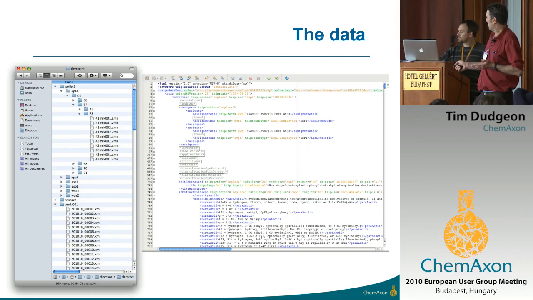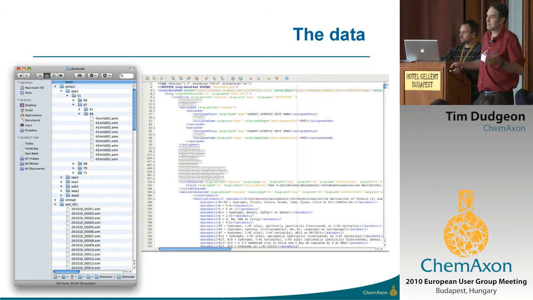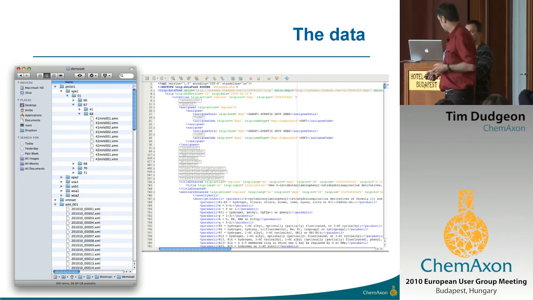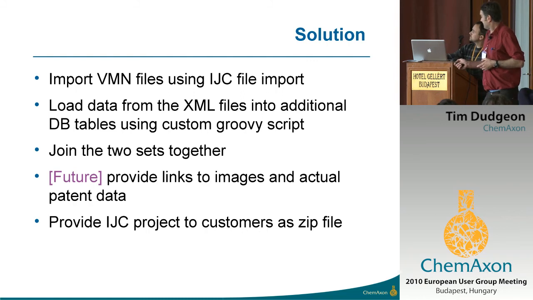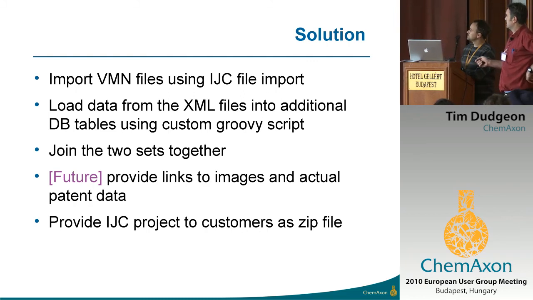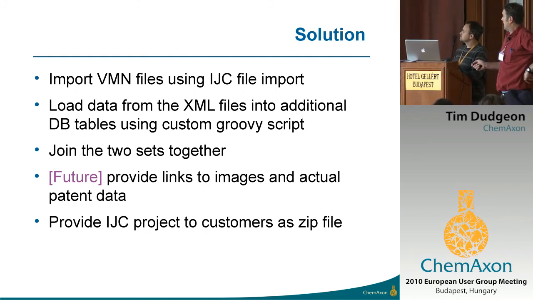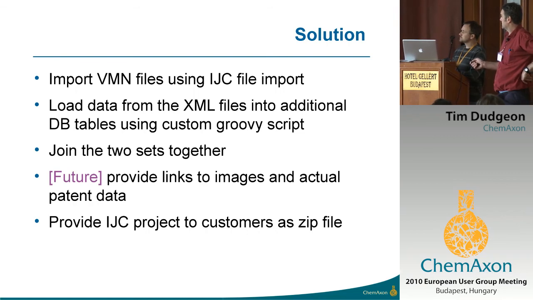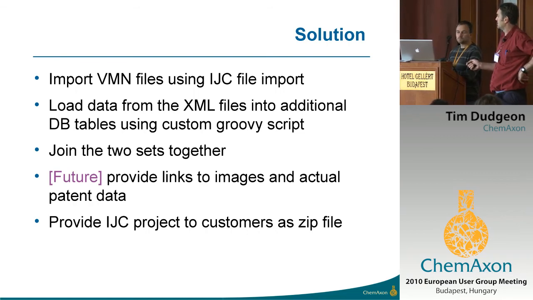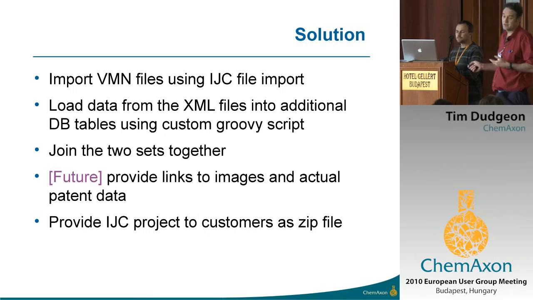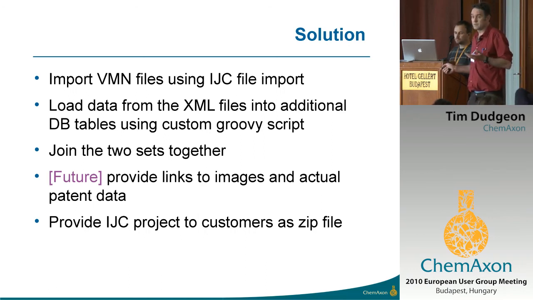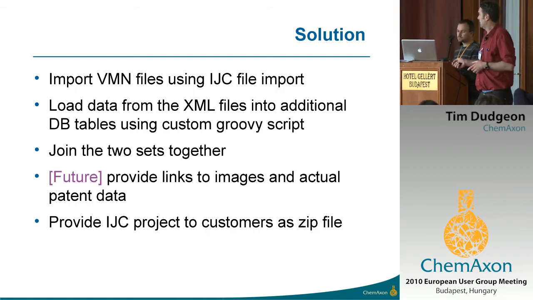This is a small part of the XML file. And as I said, it's pretty complex. What we had to do is extract out various bits of this XML file and load it into the Instant JChem database. Okay? So basically, we imported the VMN files using the standard IJC stuff, and we loaded the XML files into additional database tables, again using a Groovy script. And then once the two lots were loaded in, the two sets were joined together.